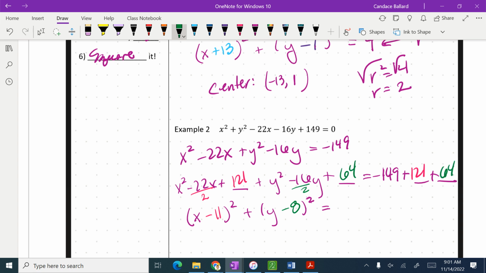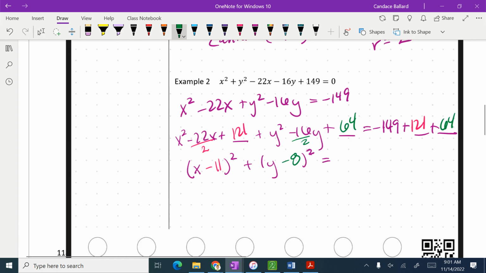All right. I don't have the answers to this today, so hopefully you guys can help me out. What's negative 149 plus 121 plus 64? Everybody good with 36? Perfect. Okay. Then we're going to identify the center and the radius.